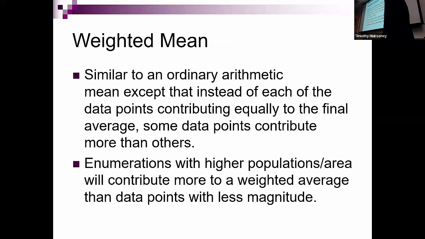So we have a weighted mean. It's similar to an ordinary arithmetic mean, except that instead of each of the data points contributing equally to the final average, some data points contribute more than others. So when we go back and calculate your GPA, is that one-credit lab that you didn't do well at going to count the same as your 4-credit calculus class? Better not. Definitely not. Our enumeration units with higher population will contribute more to a weighted average than points with less magnitude.